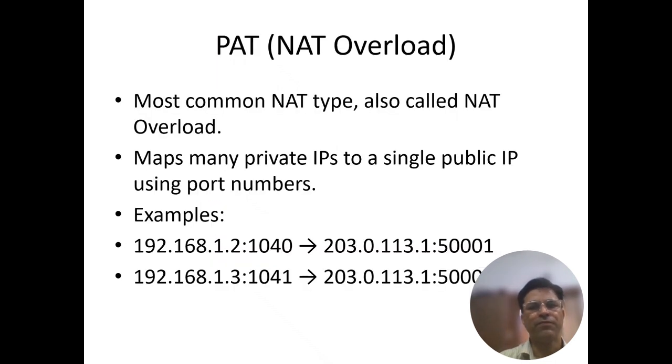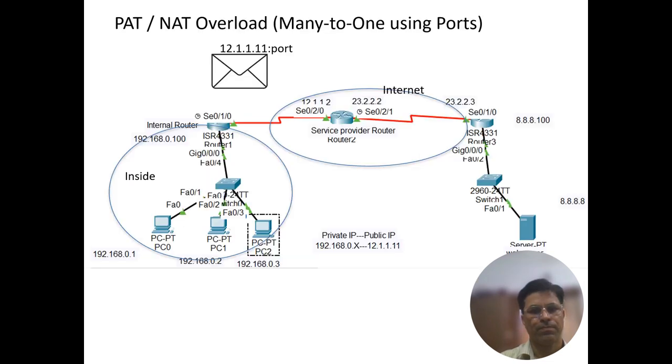NAT overload, PAT, port address translation, is the most common NAT type. It maps many private IPs into a single public IP using port numbers. Only one IP is sufficient for all the hosts by using port numbers. It helps them communicate with others.